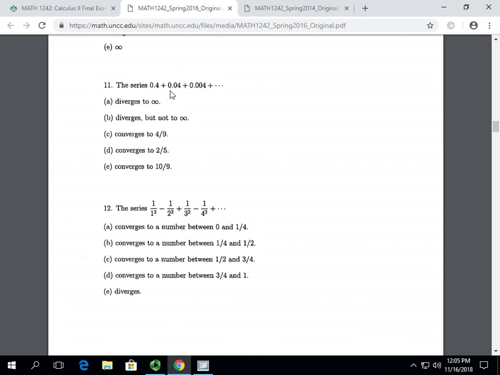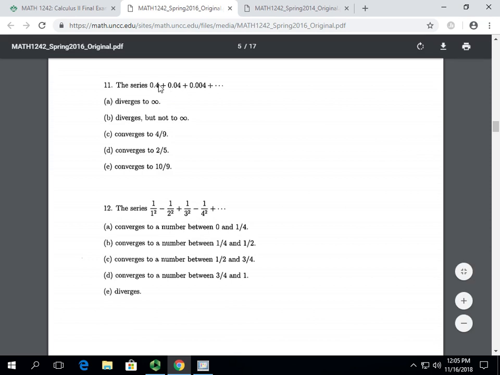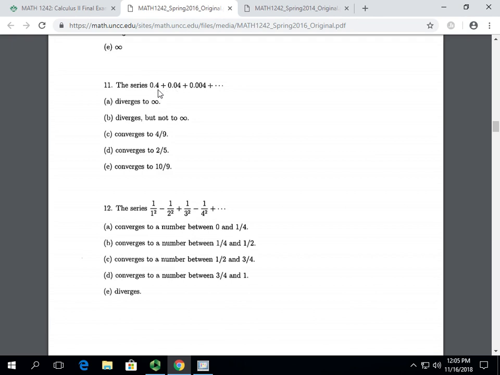In a geometric series, when they write it out, A is the first number. A is going to be 0.4. R is the number you multiply by one guy to get to the next guy. Well, I have to multiply by 0.1 to get to 0.04. What do I have to multiply by? 1/10. And then I multiply 0.04 by 1/10 to get 0.004.